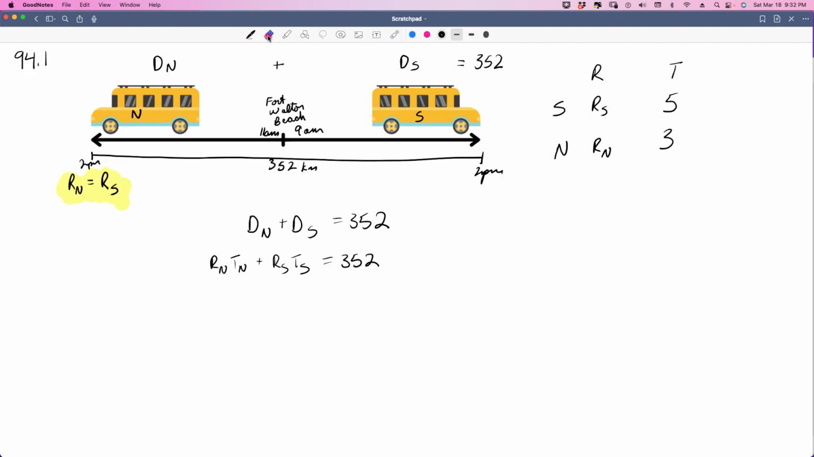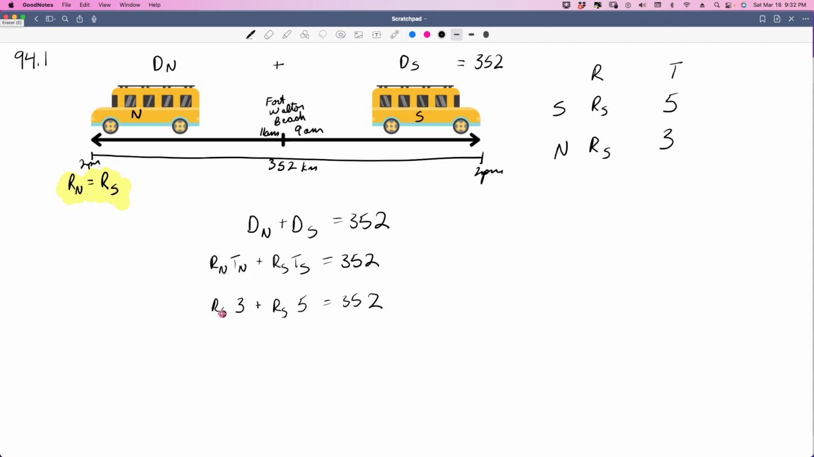And I am just going to change rate of the north to equal rate of the south. Now they're both equal because they have the same variable. That's going to help me a lot. So now when I rewrite this, I'm going to say the rate of the south times the time of the north, which is going to be 3 hours, plus the rate of the south times the time of the south, which is 5 hours, is equal to 352.